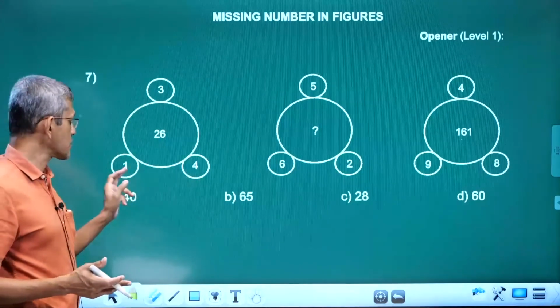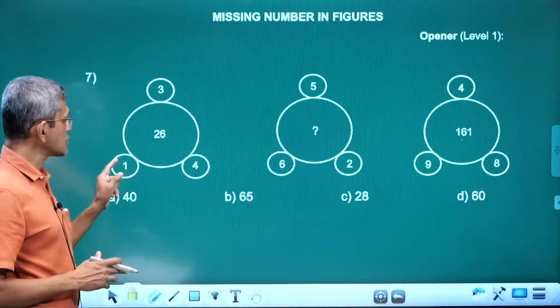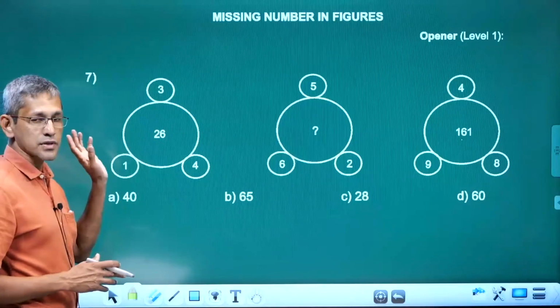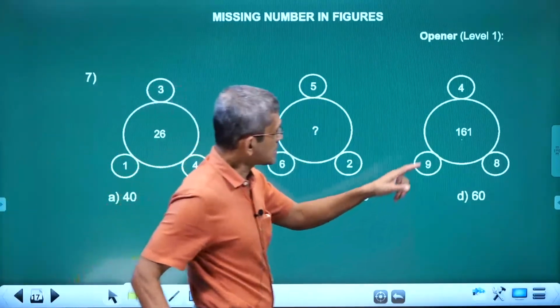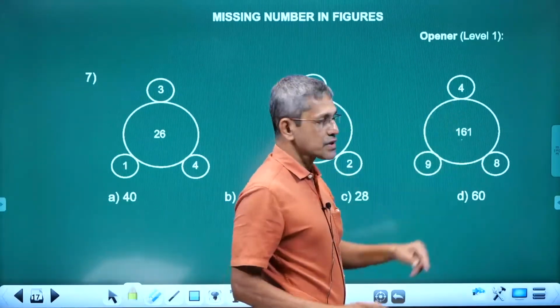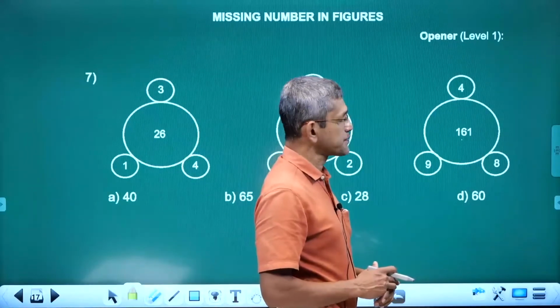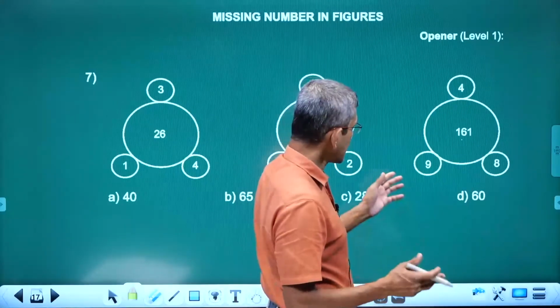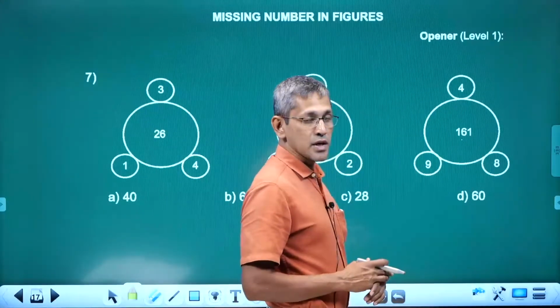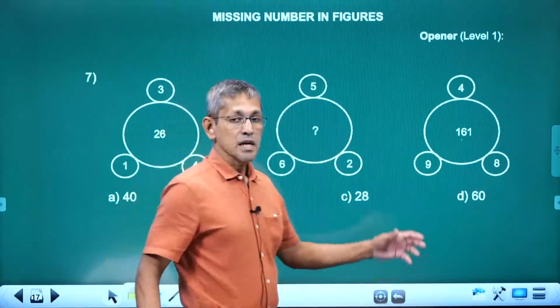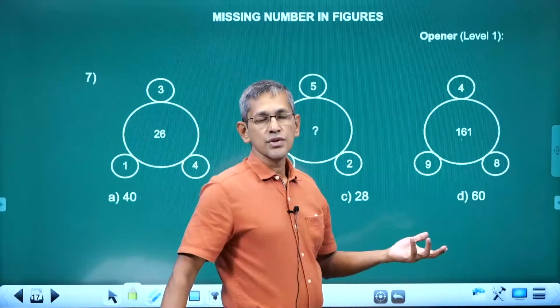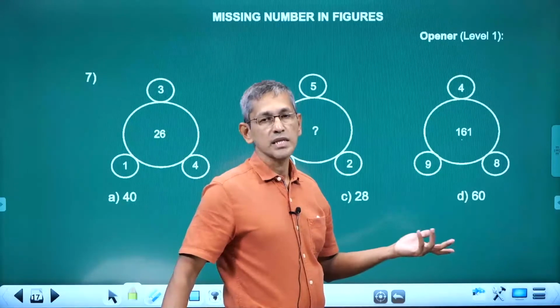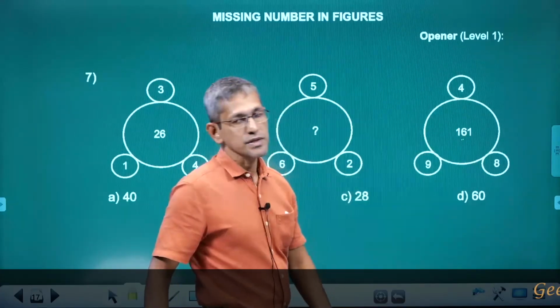4 into 3 is 12, 12 plus 1 is 12 itself, 12 into 2, 24, 24 plus 2, 26. Okay, fine. So apply that same pattern. 8 into 4 is 32, and if you multiply 32 into 9, what is it? Somewhere close to 290, right? Okay, 288. But here what we have is 161.